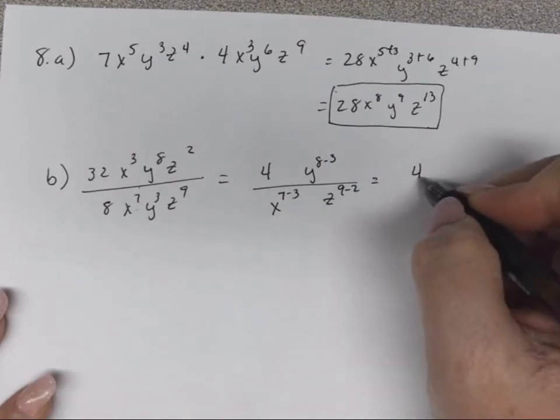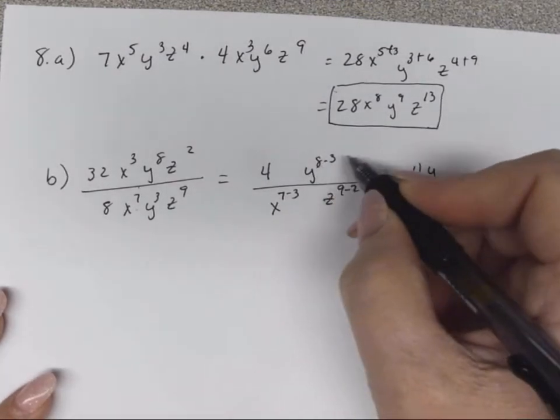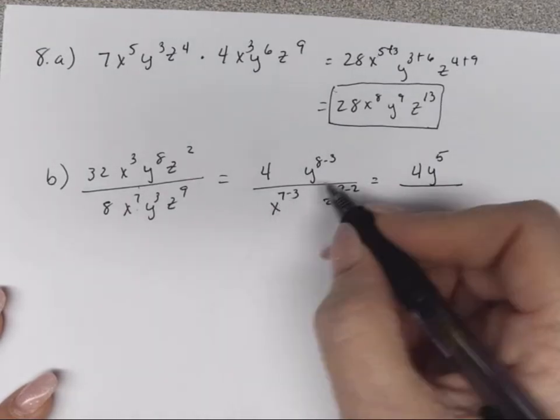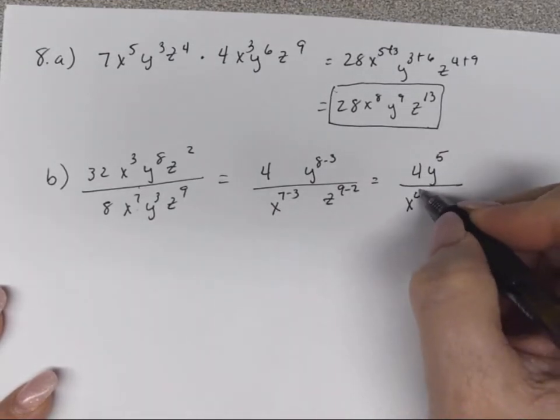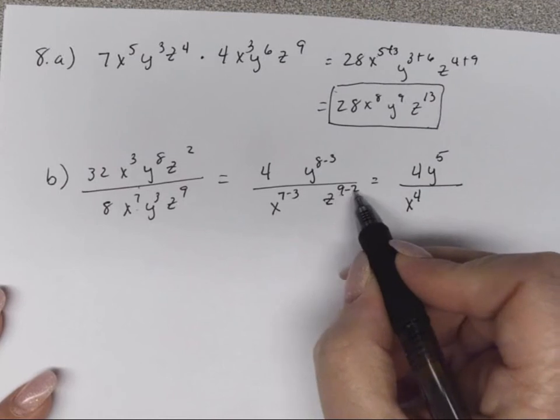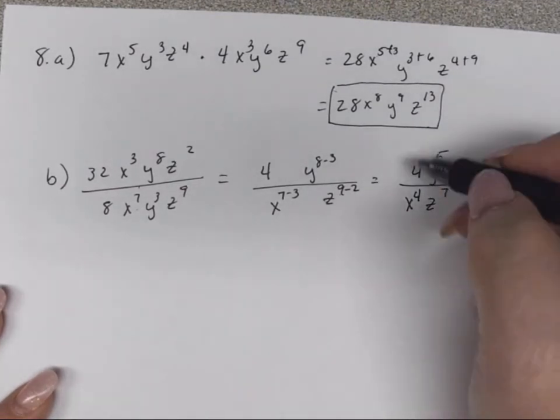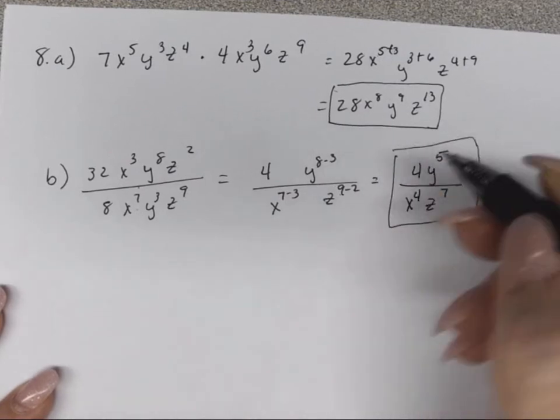So that will get me 4. Y, 8 minus 3 will get me 5. X is 7 minus 3 is 4, so x to the 4th. And z, 9 minus 2, would get me z to the 7th. And that would be your final answer for that one.